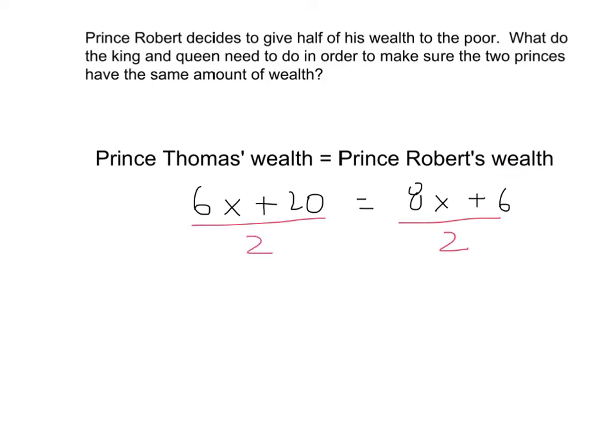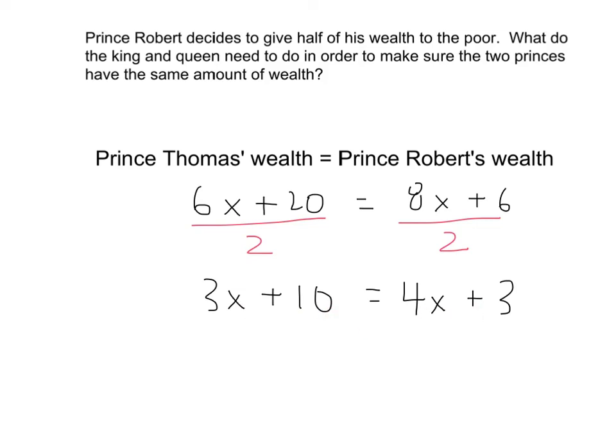What are we going to get? Well, if we take 8 treasure chests worth of wealth for Prince Robert here, 8 treasure chests worth of gold coins, plus 6 gold coins, and divide that all by 2, that's going to end up being 4 treasure chests of gold coins, plus 3 gold coins. How about for Prince Thomas? If we divide this by 2, we're going to get 3 treasure chests worth of gold coins, plus 10 gold coins. And this is the end of our story.